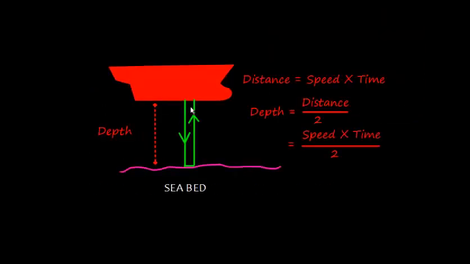So if we look at this here, the sound wave travels like this. It strikes the seabed and comes back here. So we know that distance is equal to speed into time, where depth will be distance by 2, because depth is only this much. However, it is traveling distance like this, going down, striking and coming up. So we can say that depth is equal to speed into time divided by 2.